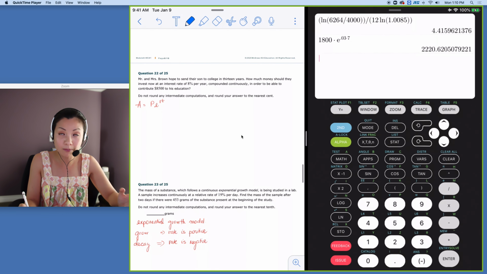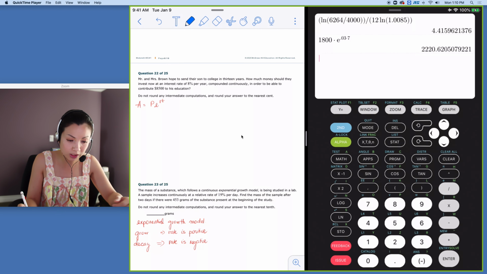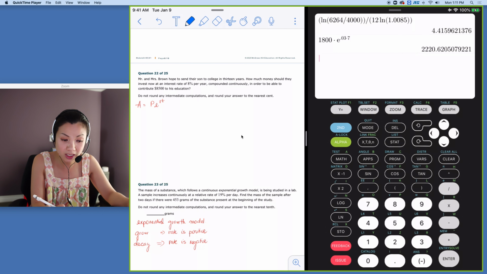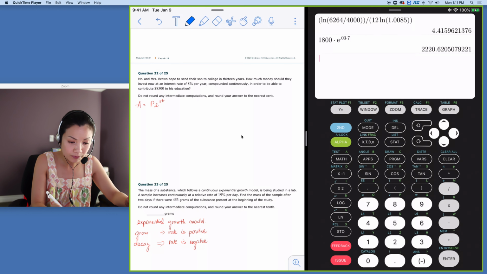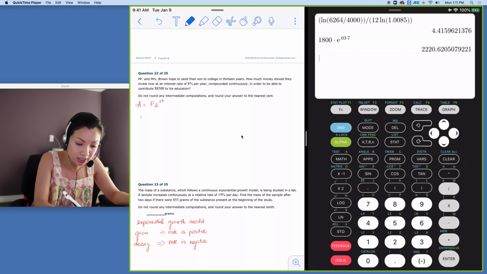What we have is compounded continuously, so we have to use the same formula. So we have how much money should they invest now? They're asking you for P, in order to be able to contribute 8,500 to his education. So 8,500, that's going to be your final, P E to the RT. Oh, we know R. So R is 0.08 and T is 13 years.